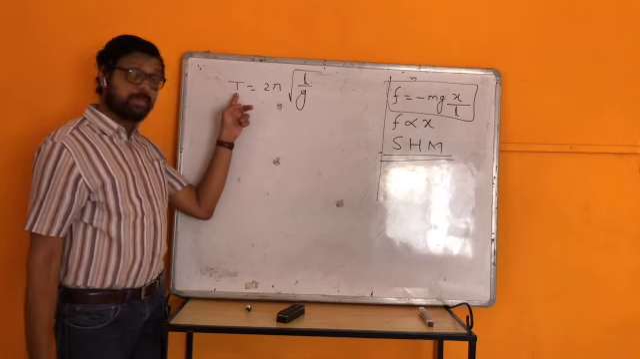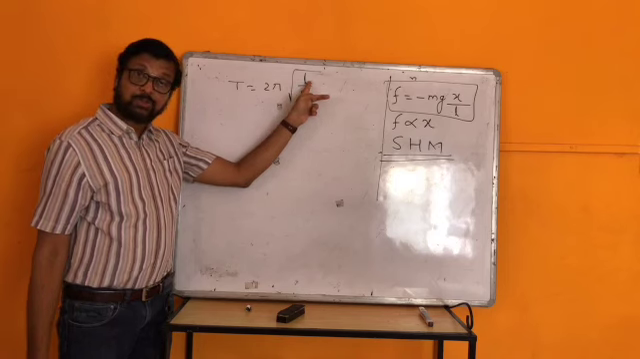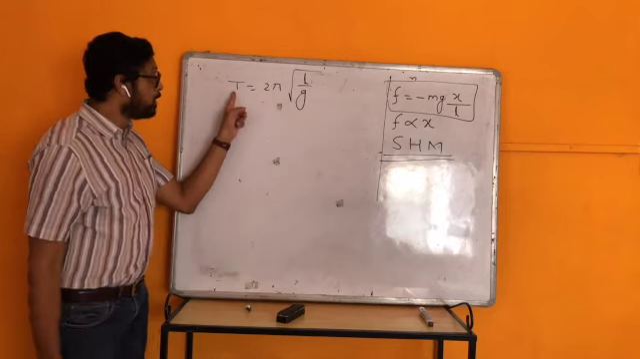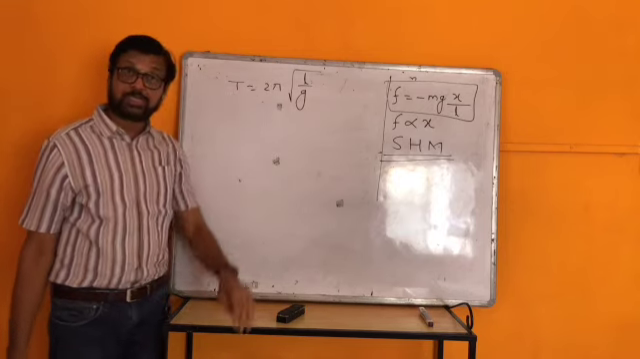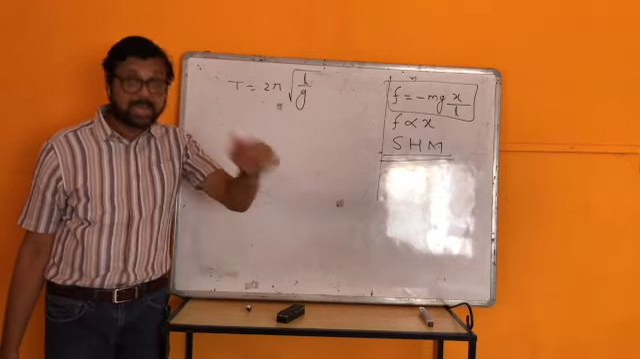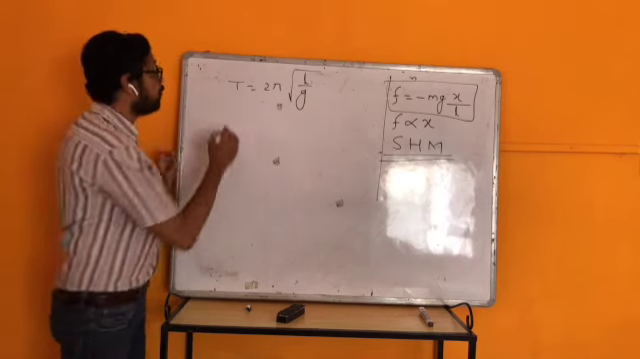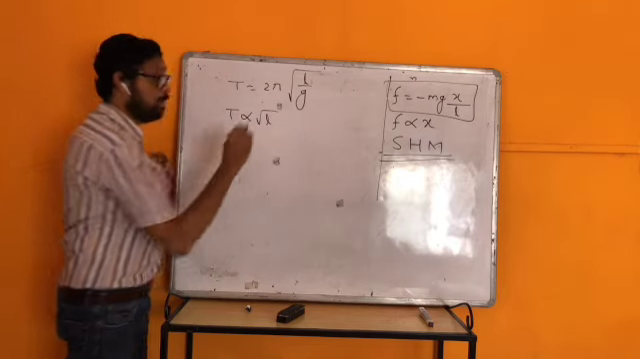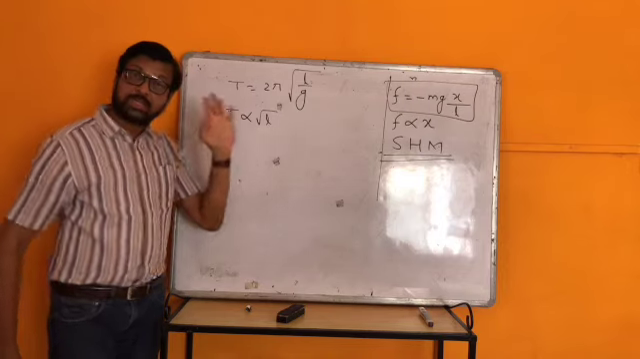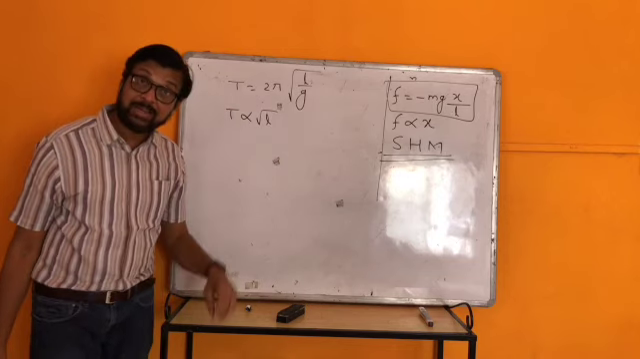Means periodic time of a simple pendulum is directly proportional to square root of length of the pendulum, and periodic time is inversely proportional to square root of acceleration due to gravity at that place. What does this mean? T is directly proportional to root L. That means if the length of the pendulum is changed, what will happen to the periodic time? It will change. If the length is increased, the period will increase; if the length is decreased, the period will decrease.